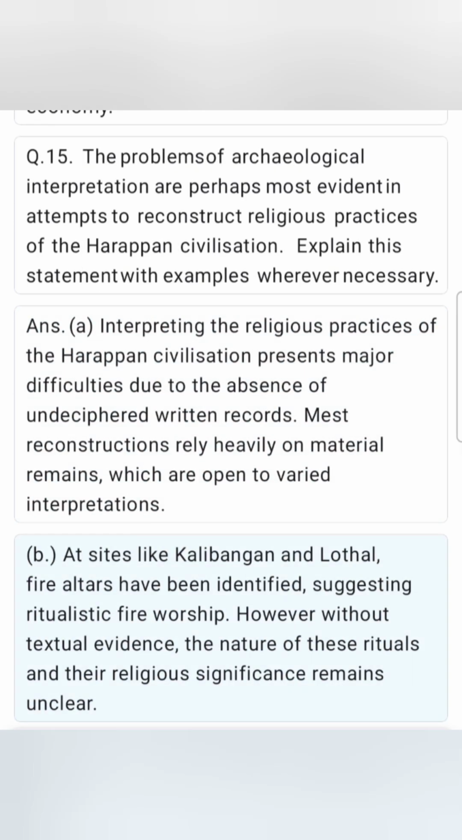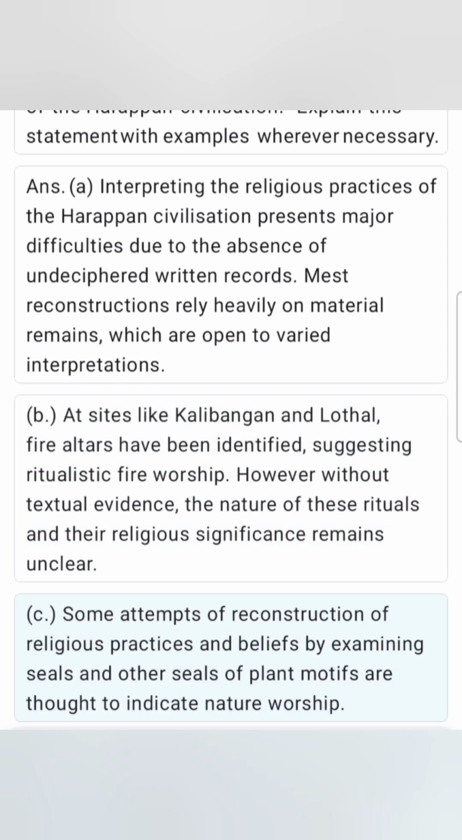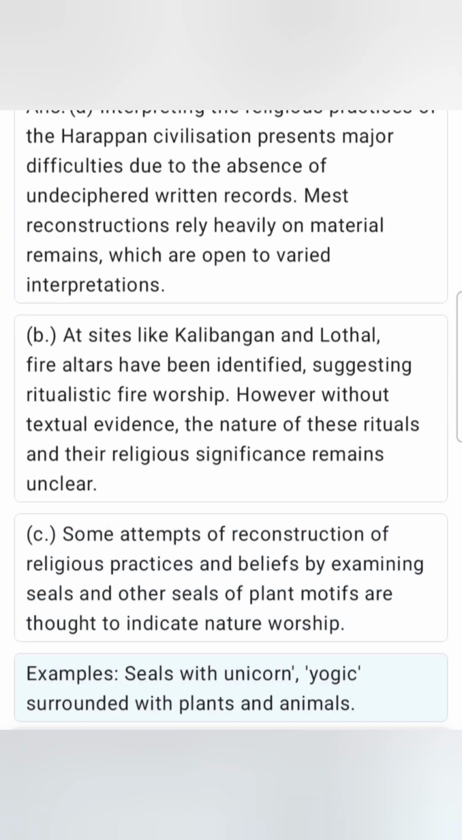B. At sites like Kalibangan and Lothal, fire altars have been identified, suggesting ritualistic fire worship. However, without textual evidence, the nature of these rituals and their religious significance remains unclear. C. Some attempts at reconstruction of religious practices and beliefs examine seals and plant motifs, which are thought to indicate nature worship. Examples: seals with unicorn, yogic figure, surrounded with plants and animals.